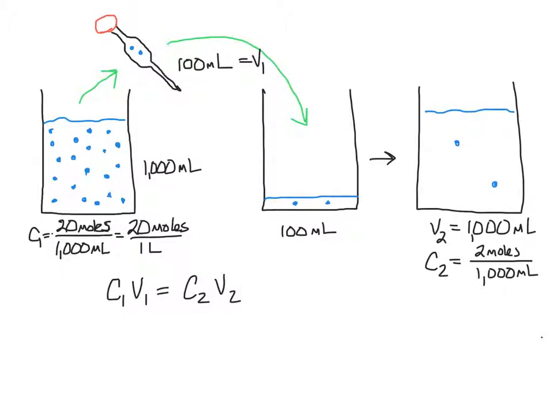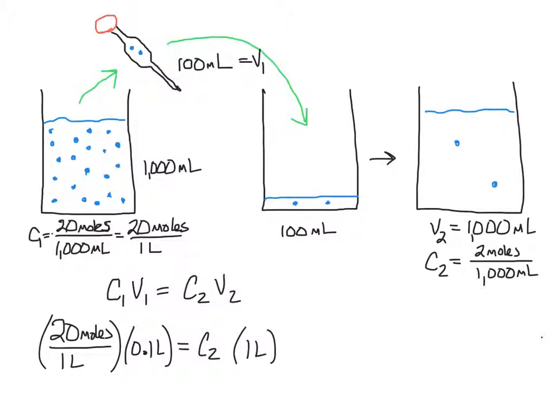Looking above, C1, that's the initial concentration of the solution, and that is 20 moles per liter. V1 is the volume of the aliquot, that's 100 milliliters or 0.1 liters. C2 is the variable we're solving for, and V2 is 1,000 milliliters or 1 liter. Solving for C2, we see that C2 is equal to 2 molar, just as we expected or observed here from our visual representation.